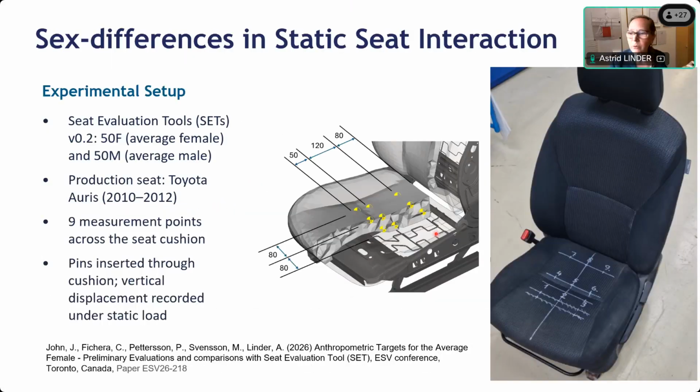Then I also want to show you what we have done using the sets in a test setup and looking at the deformation of the seat cushion. The male and the female have different geometry of the hip area, and also different weight. So how does that manifest itself in the initial position or in the deformation of the seat cushion before you start a simulation or a test?